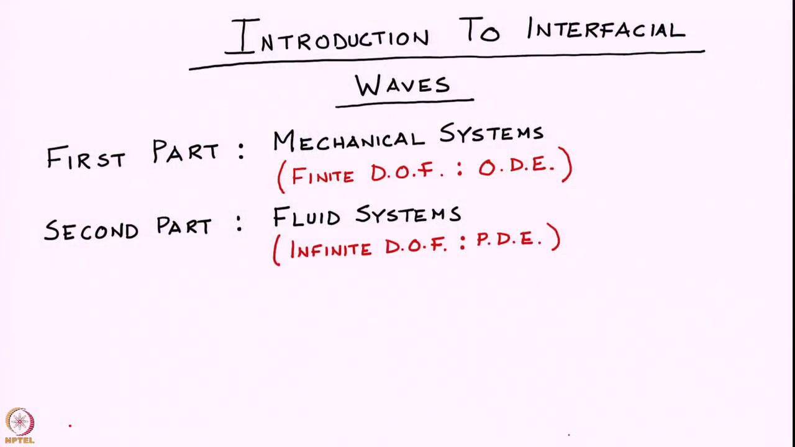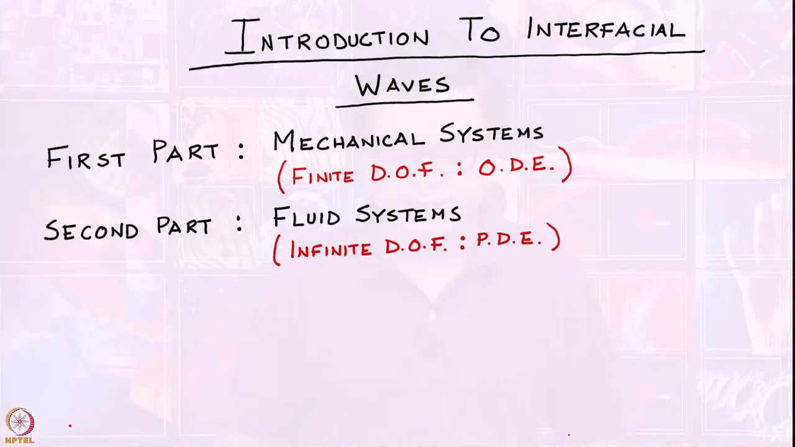We will learn the basic mathematical techniques in the context of finite degrees of freedom, and in the second part, we will go on to study interfacial waves in fluid systems. In this case, there will be infinite degrees of freedom and the systems will be governed by partial differential equations. Okay. So, with that, let us start with one of the most elementary examples of a vibrating system, a spring mass system.